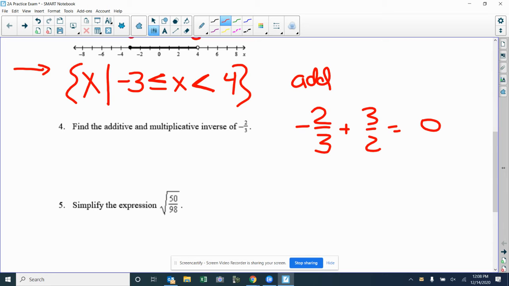That's kind of messing this up. That's not right. Mr. Slur, am I having a brain hemorrhage here? Additive inverse, what am I gonna add to get to 0? I'm going to add 2/3, positive 2/3.